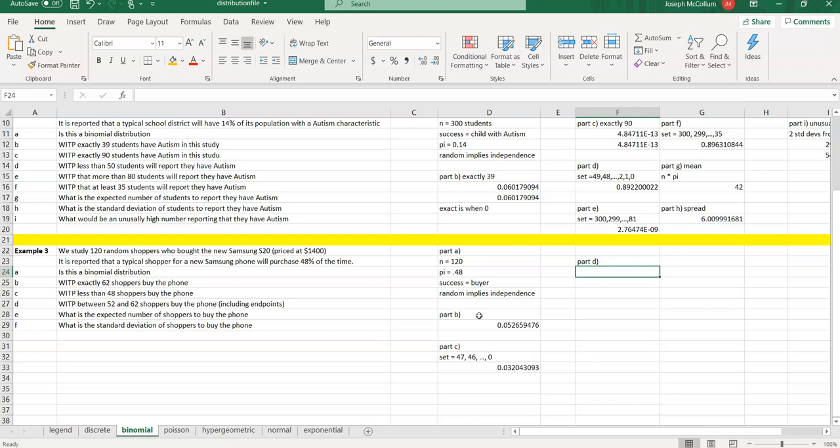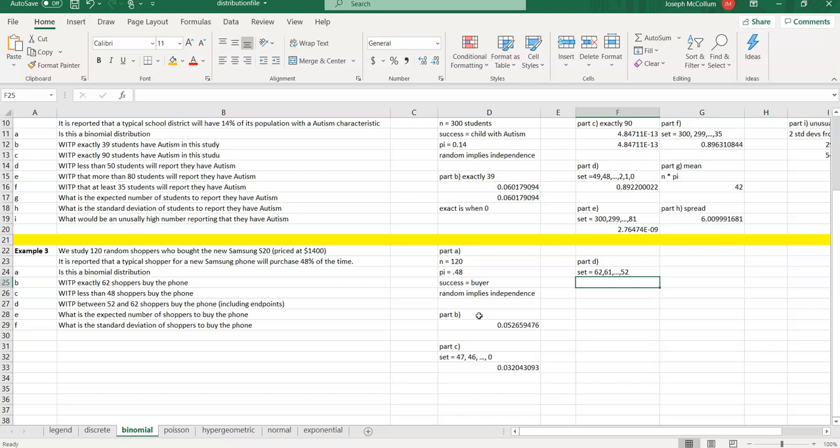Including endpoints. So again, I like to do my set. Including endpoints, so that's 62, 61, down to 52 because we're including the endpoints. You really got to know if you want or do not want the endpoints. A between is always the subtraction of two distributions. I don't care which one you're looking at: binomial, Poisson, hypergeometric, normal, exponential. It's always done the same way.